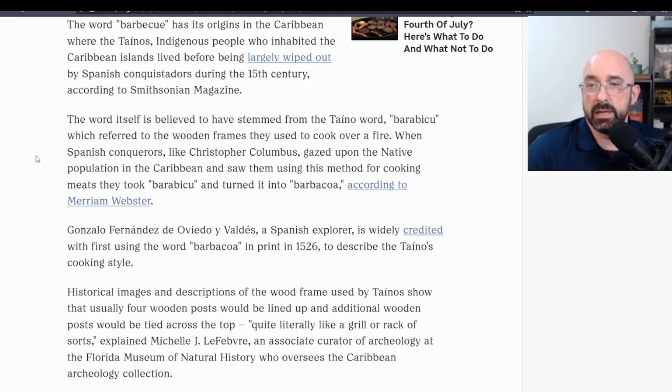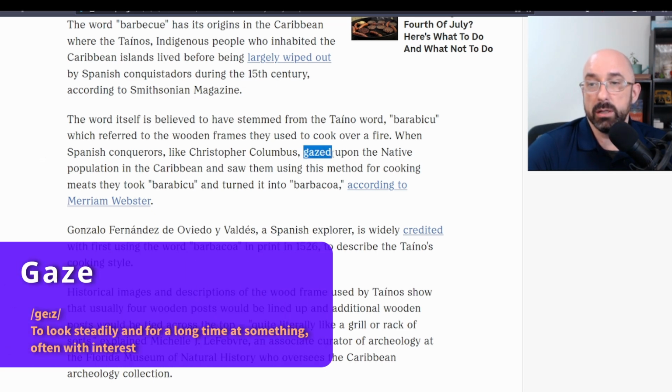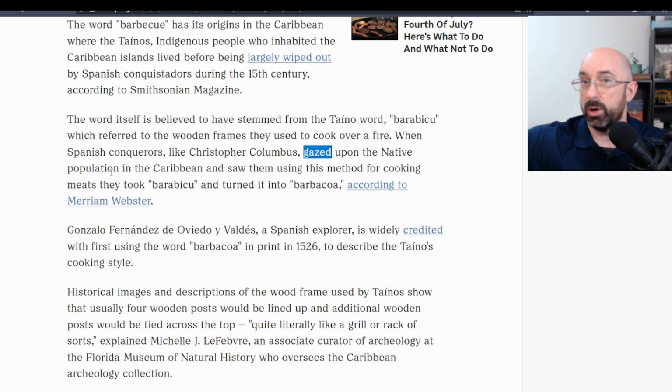When Spanish conquerors like Christopher Columbus gazed upon the native population in the Caribbean and saw them using this method for cooking meats, they took barbecue and turned it into barbacoa. This is according to the Merriam-Webster dictionary. So gazed upon, gazed means looked. When they looked upon and saw what they were doing, they saw them using this method for cooking, and they took it and turned it into the word barbacoa.